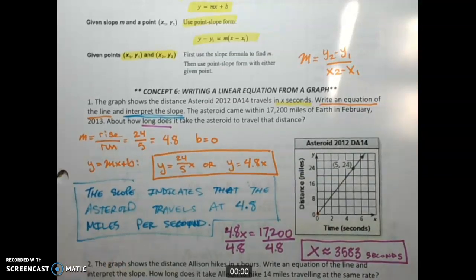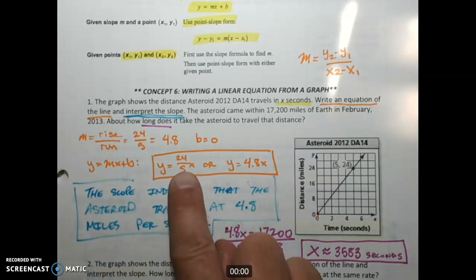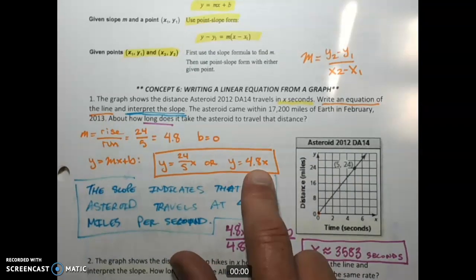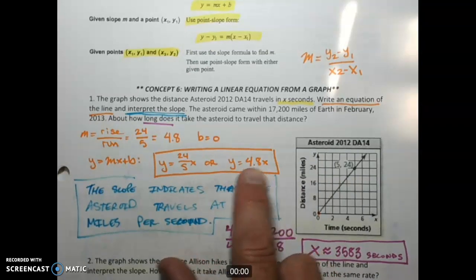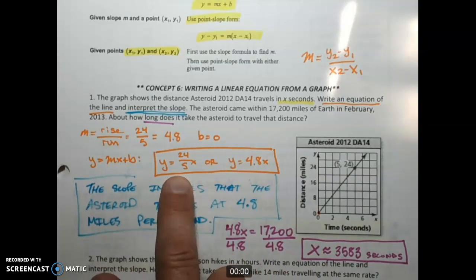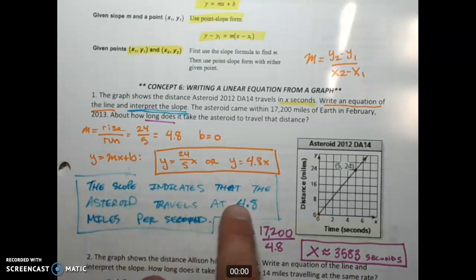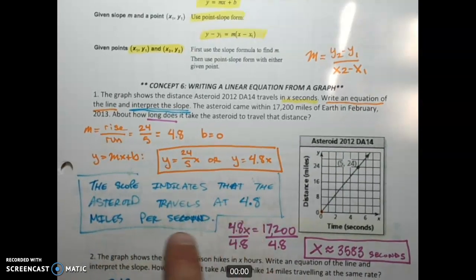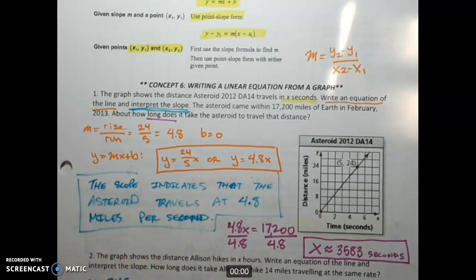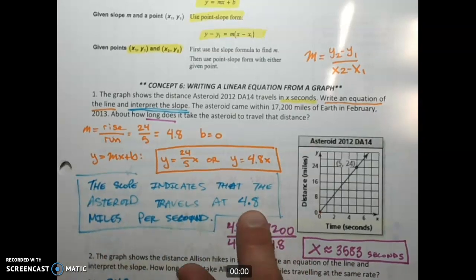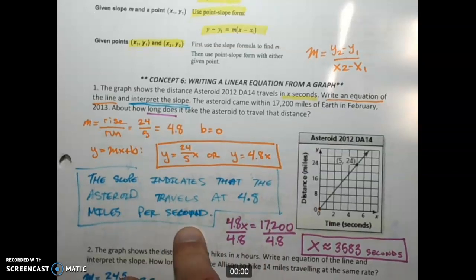Next, I want to interpret the slope, which you are definitely going to need to do in your homeworks and exams. And again, when we do that, we are looking at the slope, and we are simplifying it to be over 1. So whatever it is over 1. I am not using 24/5. Right? I'm using 4.8 over 1. So what I mean by that is the slope indicates that the asteroid travels at 4.8 miles per second, as opposed to what does not work. The slope indicates that the asteroid travels 24 miles per 5 seconds. That is no good. All right? You want it to be per 1 second.